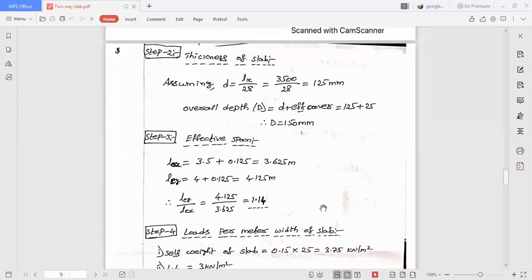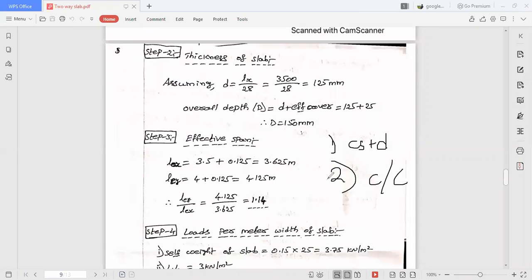Next, coming to the effective span. Just recall the formula for effective span. The first case is clear span plus effective depth, and the next one is center to center. These are the two cases. Out of these two, the least value will become the effective span.